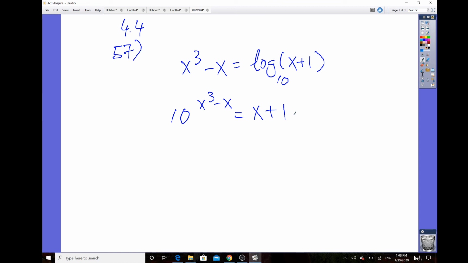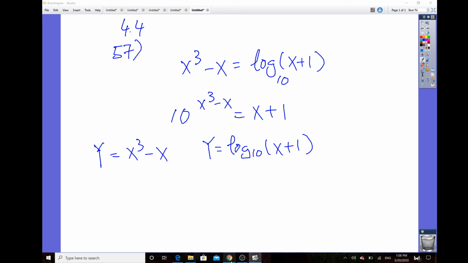So let's see what else we can do. According to the problem, you have to use the graphing calculator to find all the solutions of the equation. So you want to set y1 equals x to the power of 3 minus x, and for the other one, y2 equals log base 10 of x plus 1. Once you set those two equations, you want to find the point where they intersect, and you'll see the x value. Let's do that on the calculator.